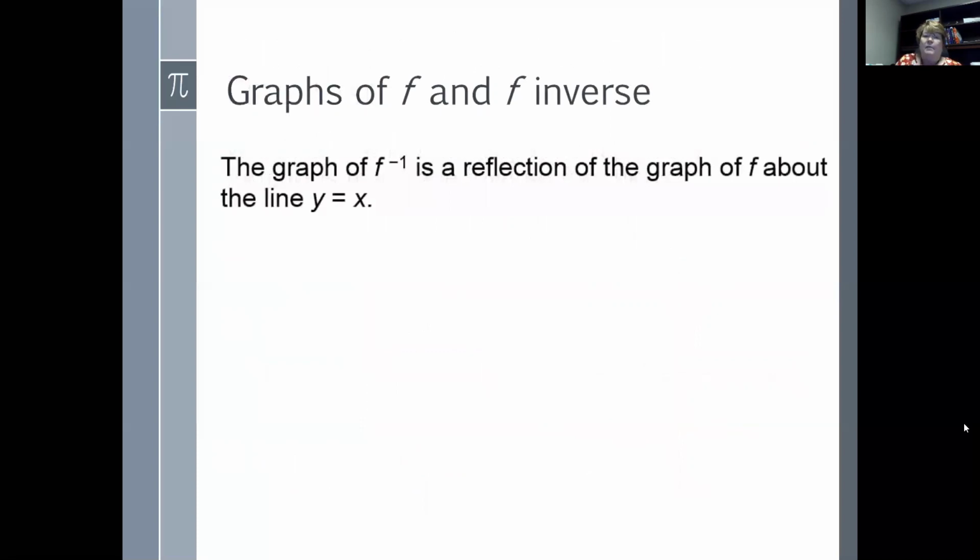The graph of f inverse is a reflection of the graph of f about the line y equals x. And this kind of makes sense because what does the inverse do? The inverse interchanges the x's and the y's. It interchanges the domain and range. So it would be taking the x's on one side and reflecting it about that line y equals x. So that's what it does.